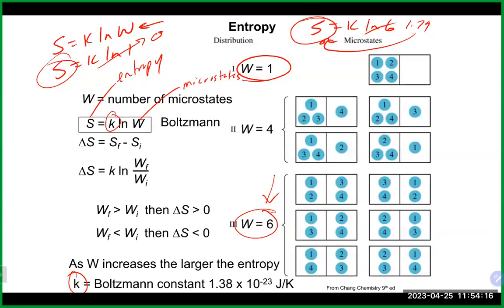So if our final microstates are greater than our initial, then we will see a positive value for our change in entropy, and it's obviously the opposite. If we end up with fewer ways of doing something, we will end up with a more negative entropy value. Any questions on that there?